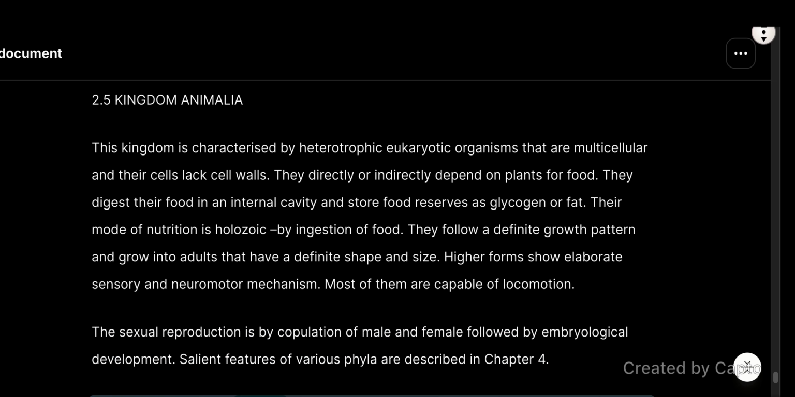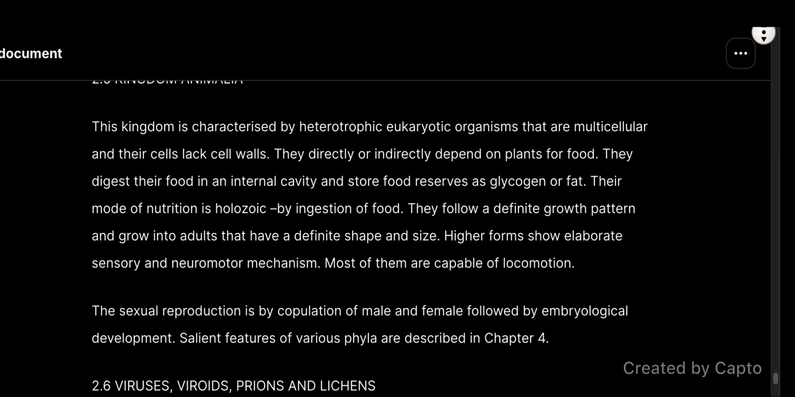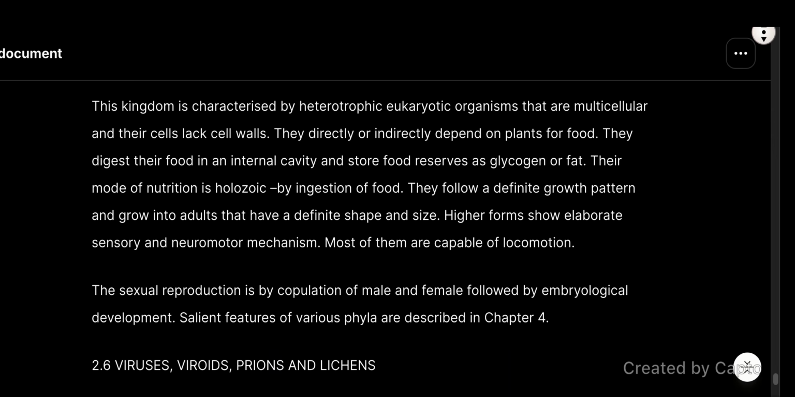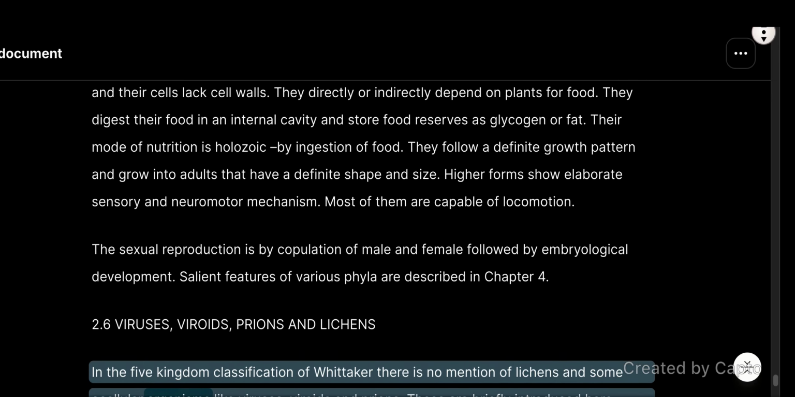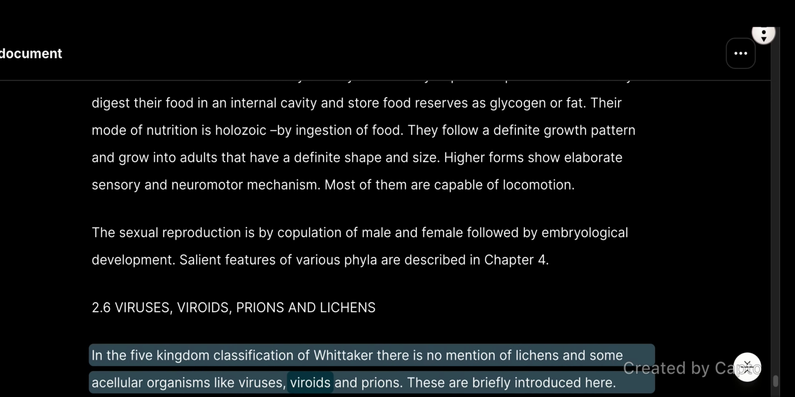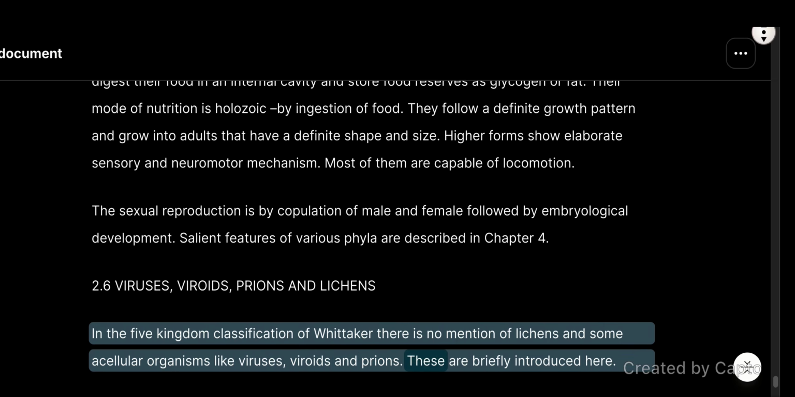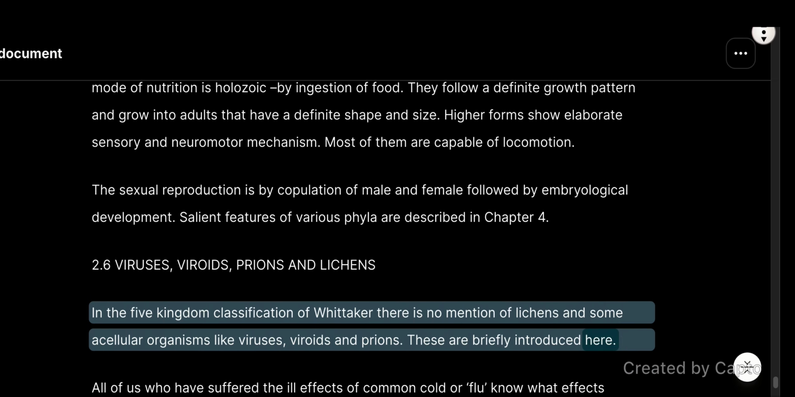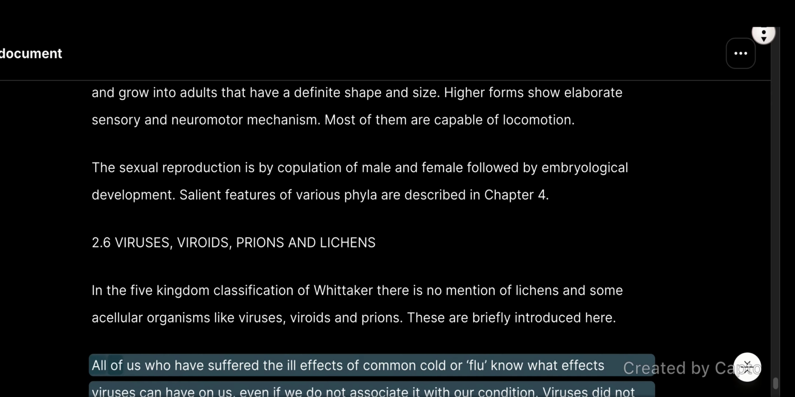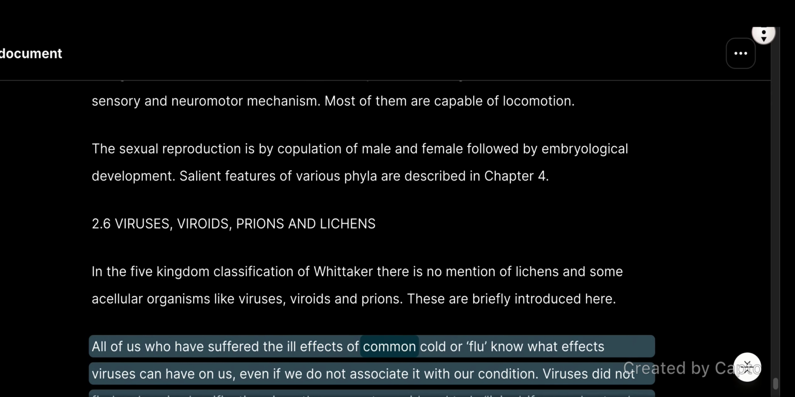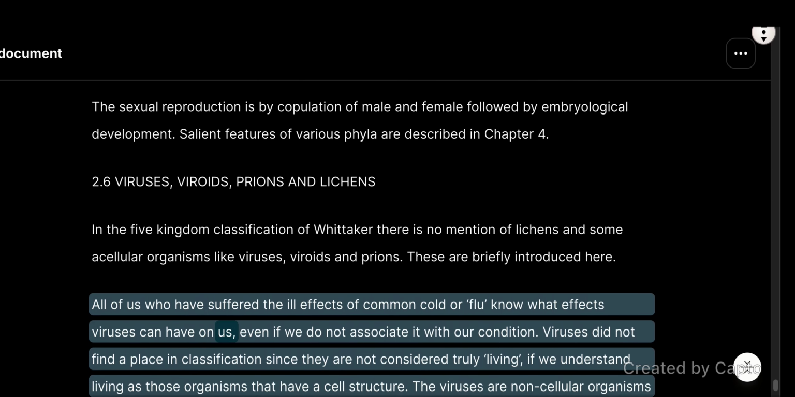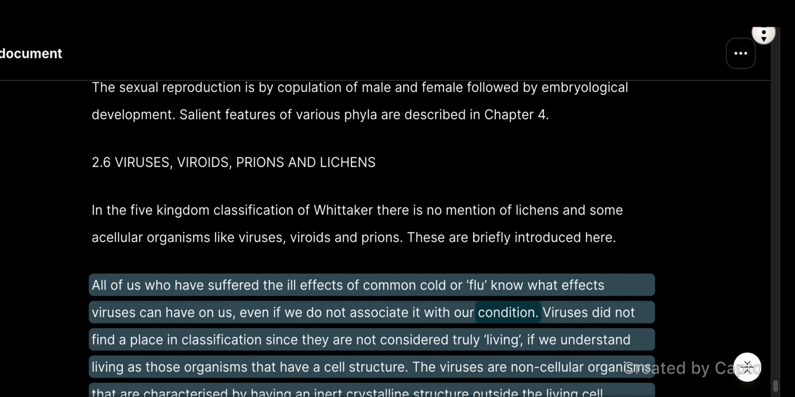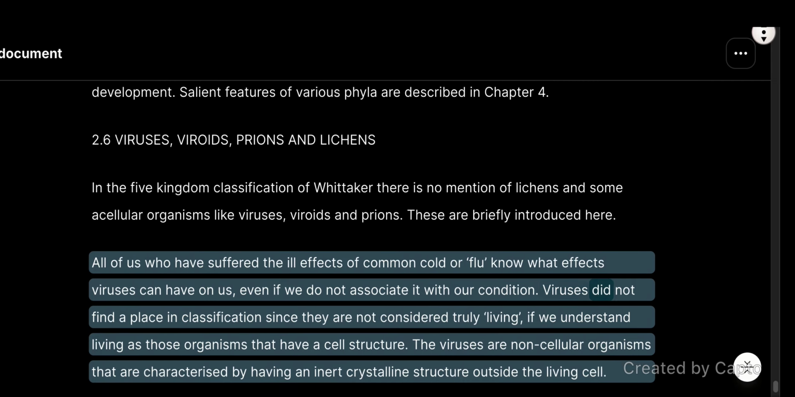2.6 Viruses, viroids, prions, and lichens. In the five-kingdom classification of Whittaker, there is no mention of lichens and some acellular organisms like viruses, viroids, and prions. These are briefly introduced here. All of us who have suffered the ill effects of common cold or flu know what effects viruses can have on us, even if we do not associate it with our condition.